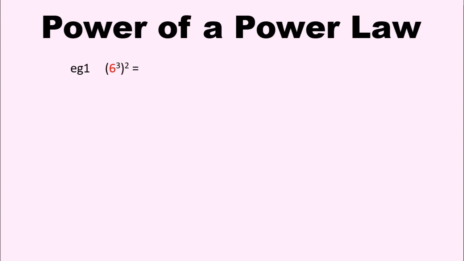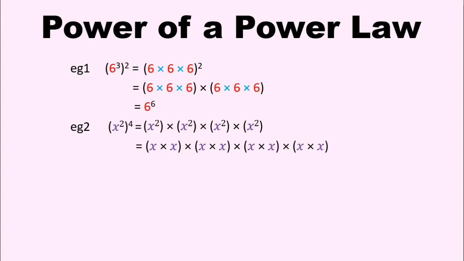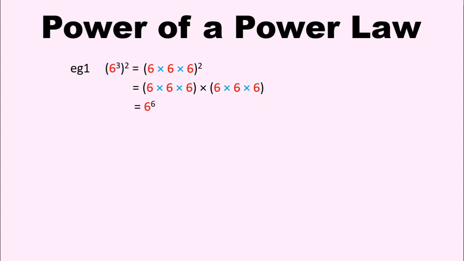First, what we need to know is that 6 to the power of 3 means 6 times 6 times 6. And if we're squaring that, we are multiplying everything that's inside that bracket by itself. So I have got that bracket multiplied out twice. Using the simple multiplication law, I can simplify that to 6 to the power of 6. Rather than expanding all of that out, that simplifies to just use the power of a power law. Let's try another one.